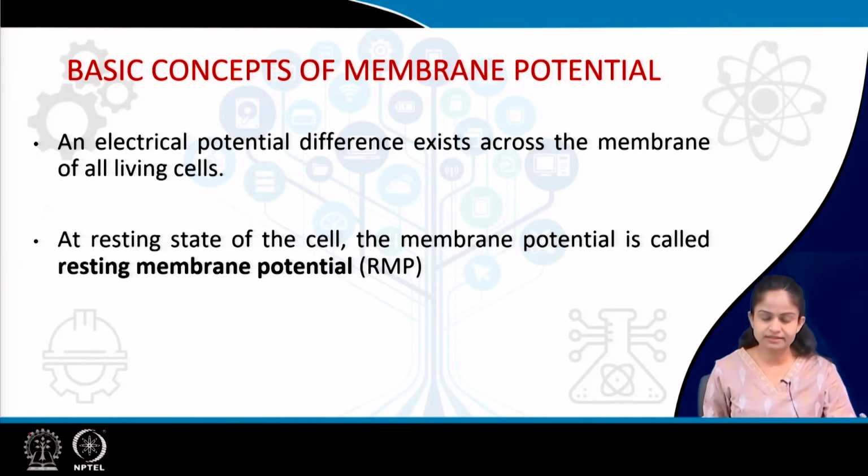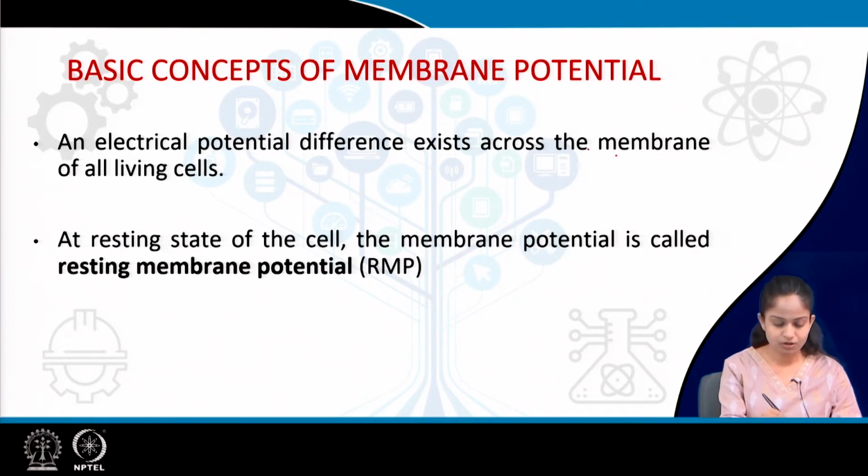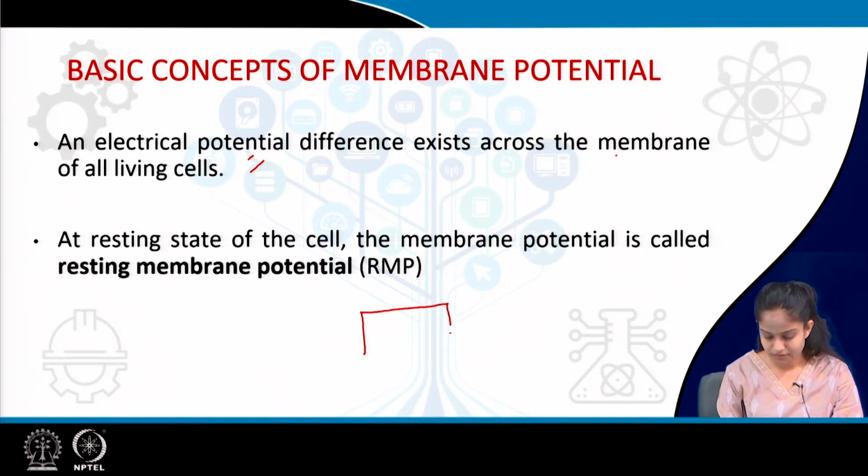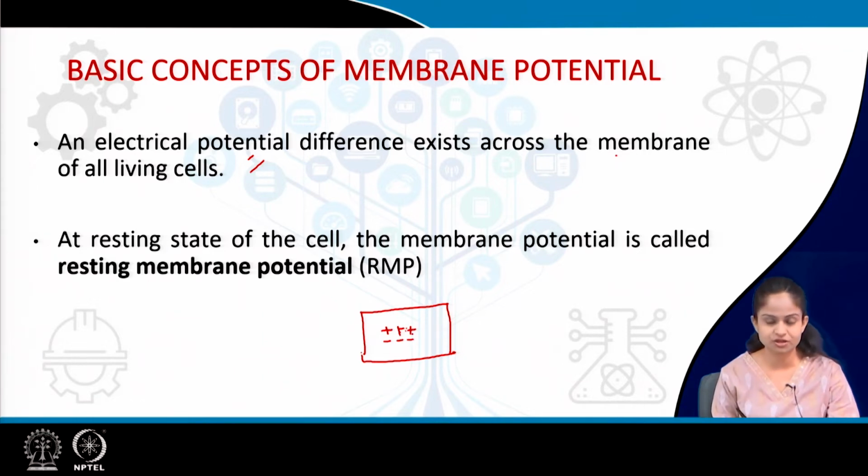Now what do we understand by membrane potential? Membrane potential is an electrical potential difference which exists across the membrane of all living cells. At rest, when there is no stimulation given to the cells, that is known as the resting membrane potential. For example, if there is a cell, generally in the middle portion of the cell there are equal numbers of positive charges and negative charges. So usually we consider the center of the cell as electroneutral.